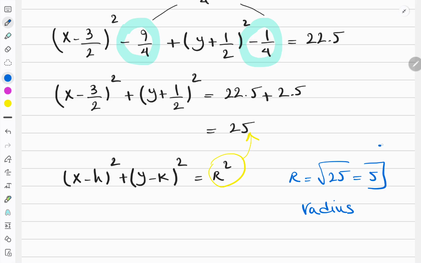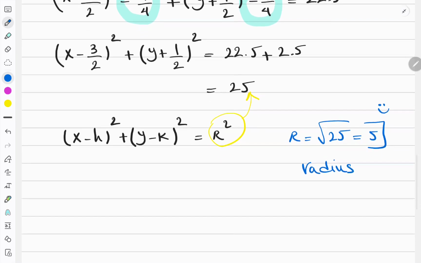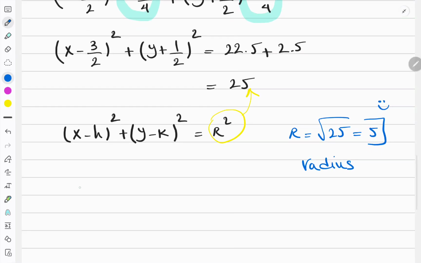The radius, which is the final answer of this question. If you want to write the coordinate of the center, h here is 3/2 and k is negative 1/2. But for this question, the answer is the radius, which is 5.